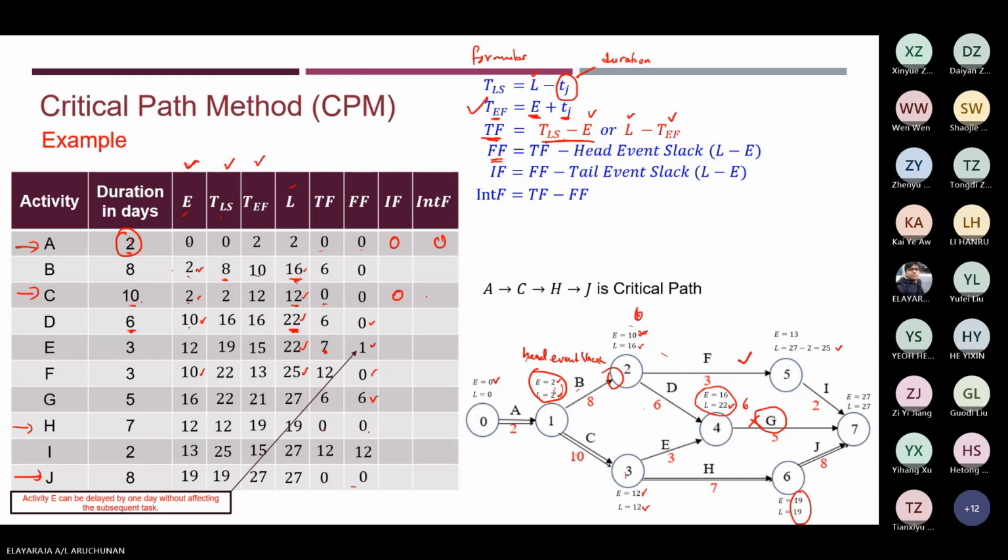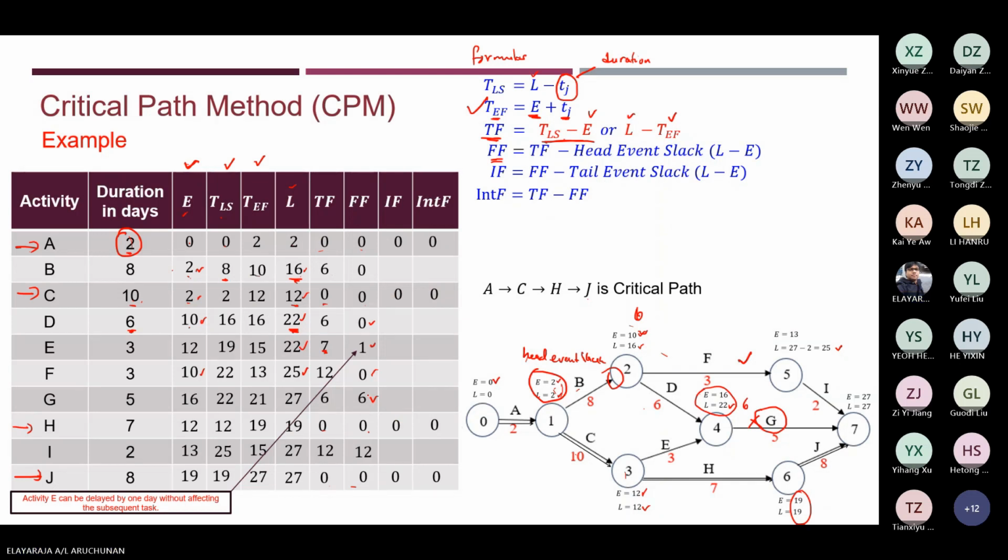As a theory, we know that all the float will be 0 for the critical path. All 4 types of float will be 0 on the critical path. So just write 0 there.